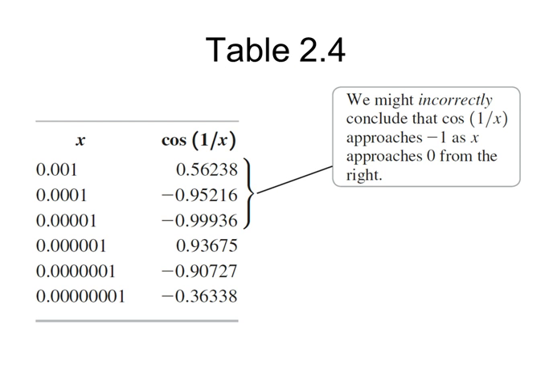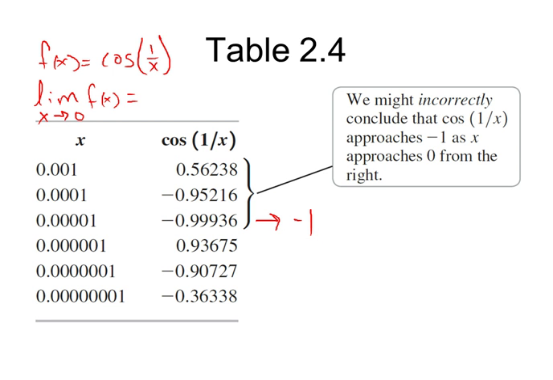Let's say we have some function f of x is equal to cosine of 1 over x. And if we say, well, what is the limit as x approaches 0 of f of x? All right, and if we were to just look at this number, well, that's close to 0, and 0.0001 is even closer, and oh, hey, look, we go from 0.5 to negative 0.95 to negative 0.9936. That looks like it's going to negative 1, but that's actually not correct.